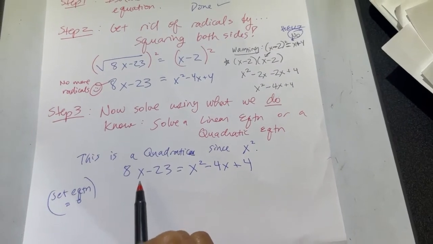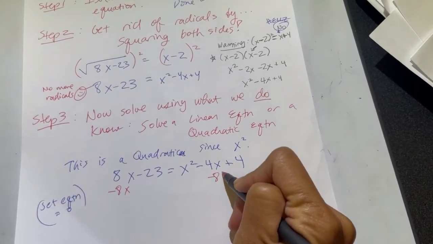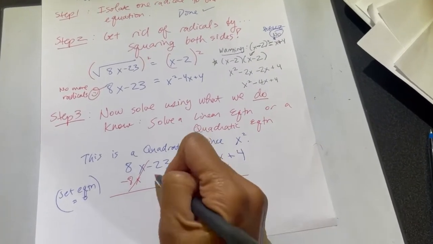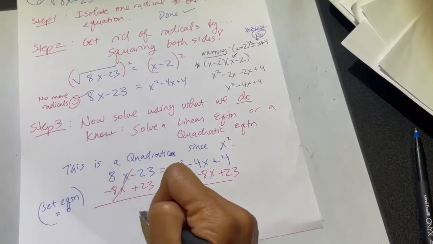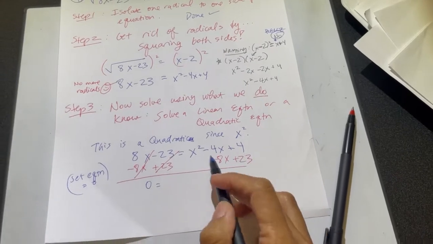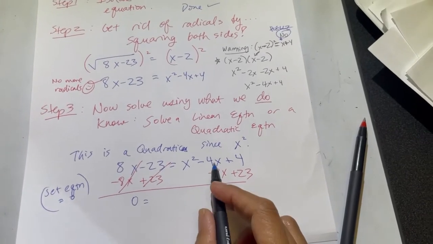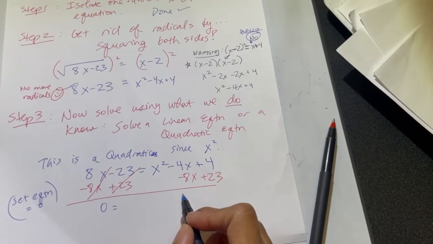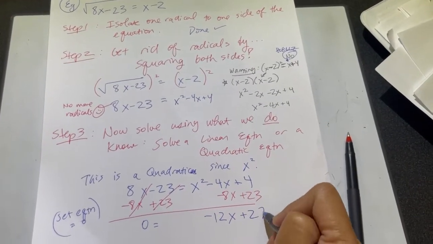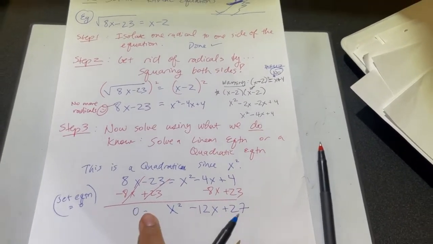Fix it. The 8x needs to be moved to the right, so I'm going to subtract 8x on both sides. The negative 23 needs to be moved to the right, so I'm going to add 23 to both sides. So now I have 0 on the left. The right side, which terms can I add? Which ones can I combine? Right, and what does that give me? Negative 12x. And what does this give me? 27. What am I missing? Oh yeah, the x squared. Don't forget me. So now I have the equation equal to 0.